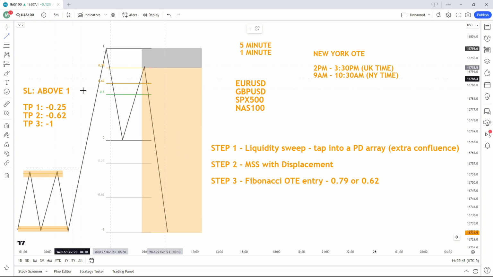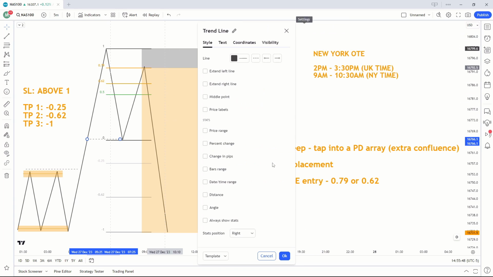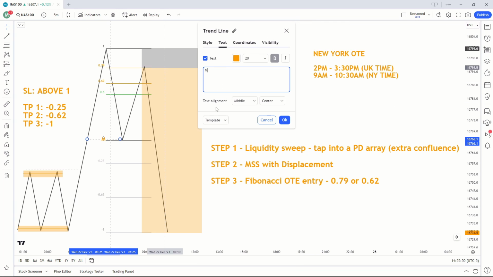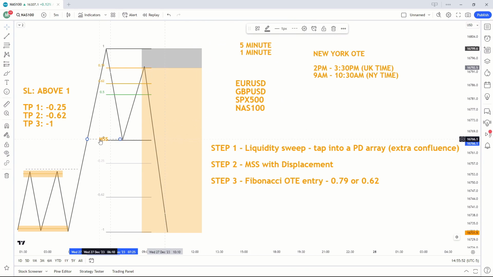Now, once I've gotten my market structure shift, as you guys can see here, I know it's a diagram. However, I will show you live market examples later. If I just mark that out, a market structure shift, as you guys can see, we have got a change in trend. Now we can confirm our bias to the downside. We want to look for our Fibonacci optimal trade entry.